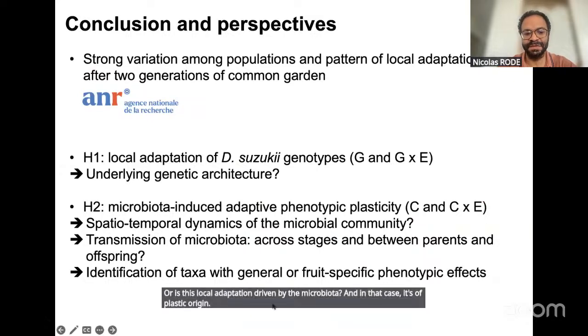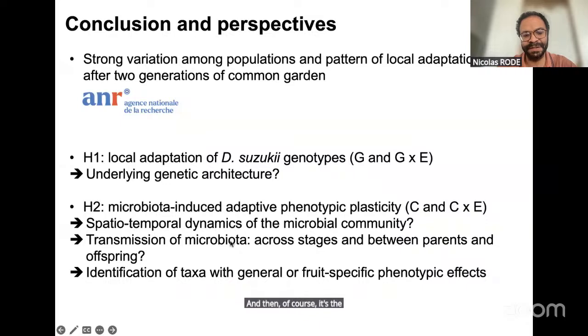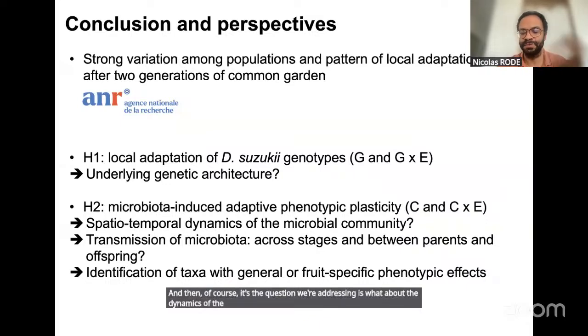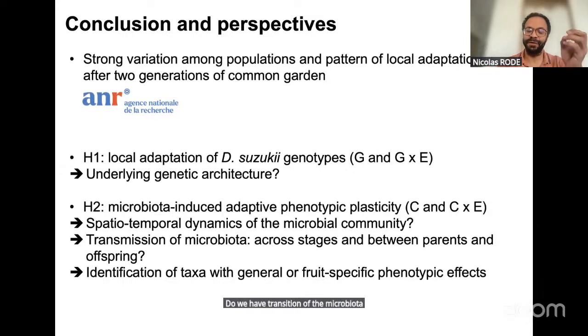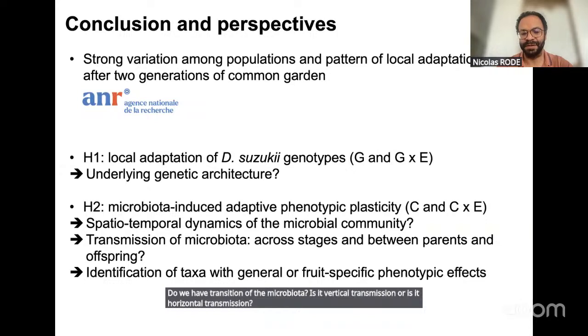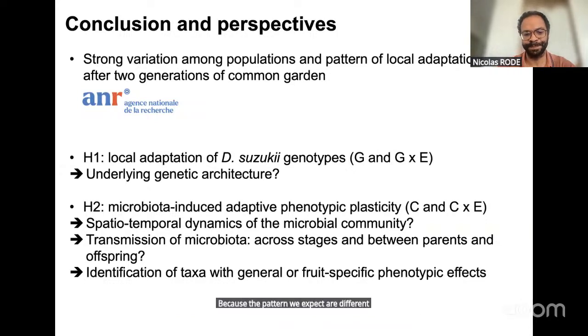And then, of course, the question we're addressing is what about the dynamics of the microbial community in the field, so on strawberry, cherry, and blackberry? Do we have transmission of the microbiota? Is it vertical transmission or is it horizontal transmission? Because the pattern we expect are different depending on the mode of transmission.